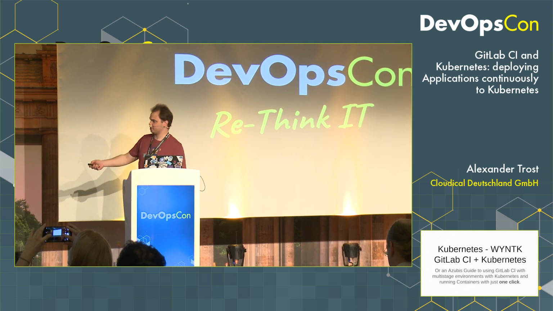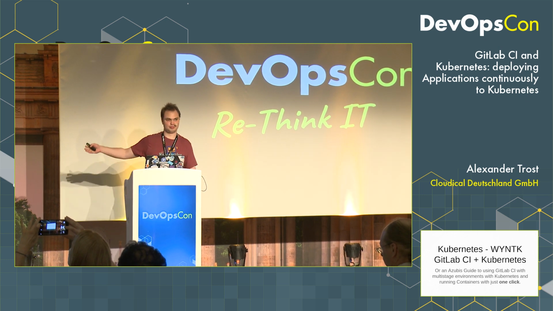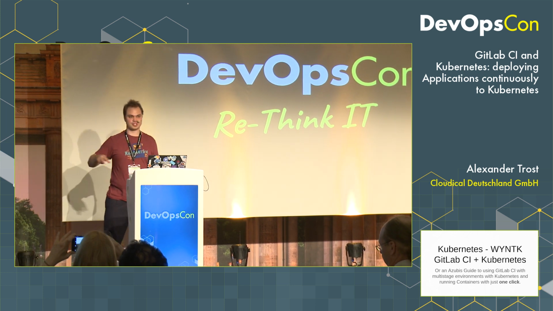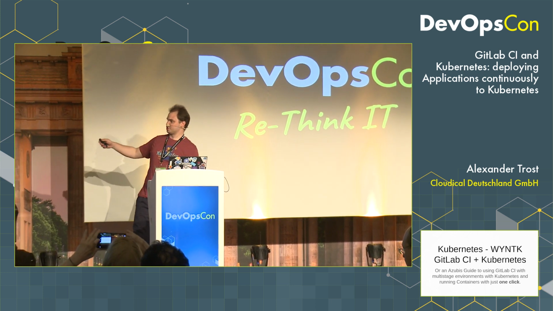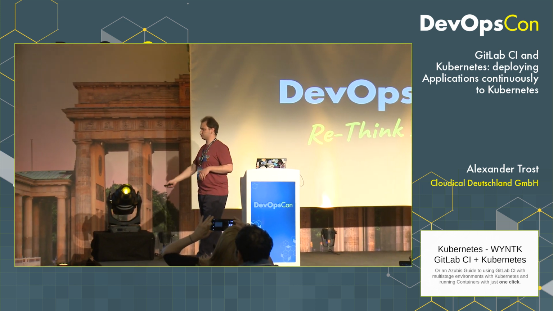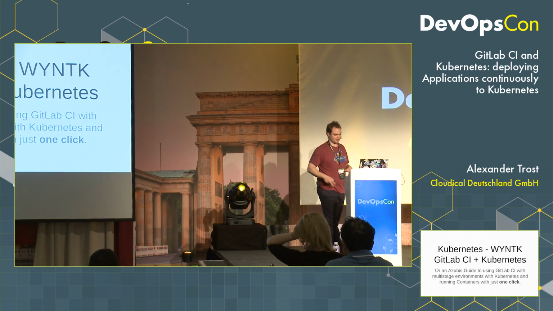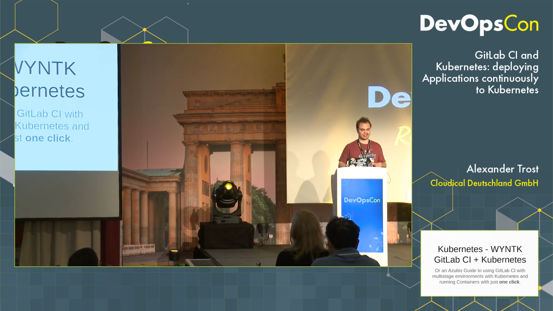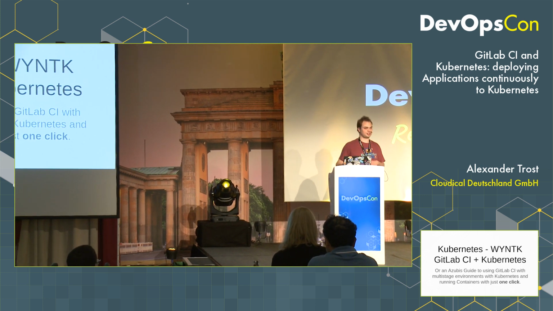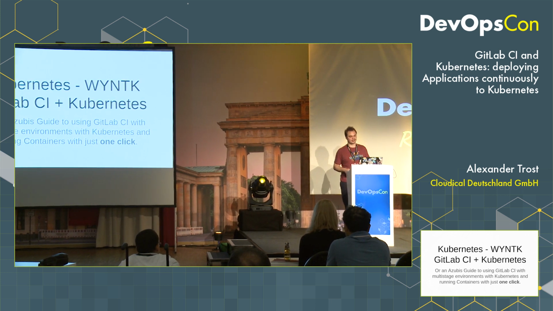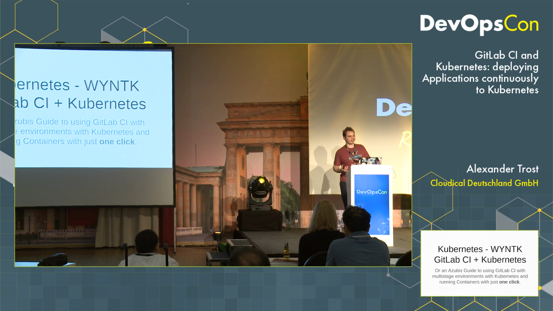Basically the title slide again, but with a subtitle, which basically says, "Ein Azubi's Guide," which translates to "An apprentice's guide to using GitLab CI with multi-stage environments with Kubernetes and running containers with just one click." The backstory to that subtitle is that the time I originally made my first presentation about GitLab CI and deploying to Kubernetes was when I was an apprentice at a company. So I more or less find this fitting, as I'm running something like this in my private environment.